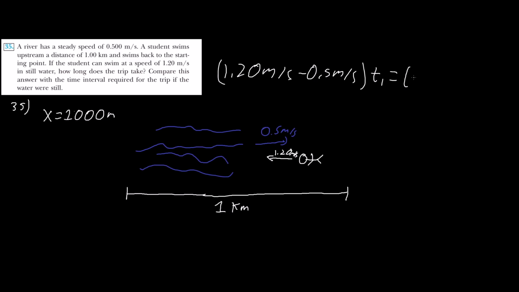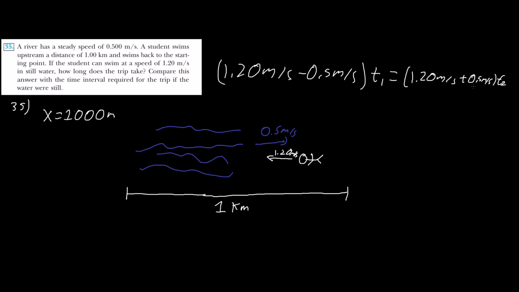And the time it takes for him to swim from this point to that point is going to be 1.20 meters per second, being carried downstream at 0.5 meters per second, times T2, or I've got to be careful, maybe I should call that delta T. So what's it asking for? How long does it take to make the trip?